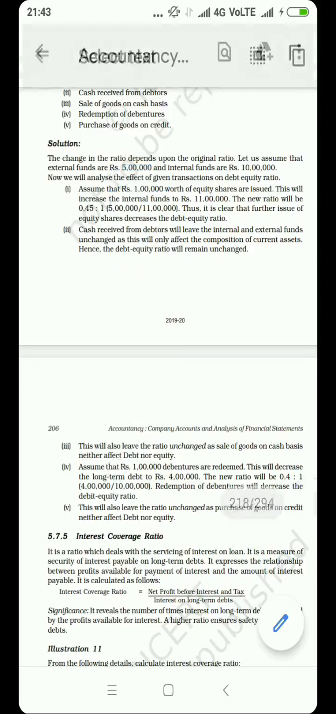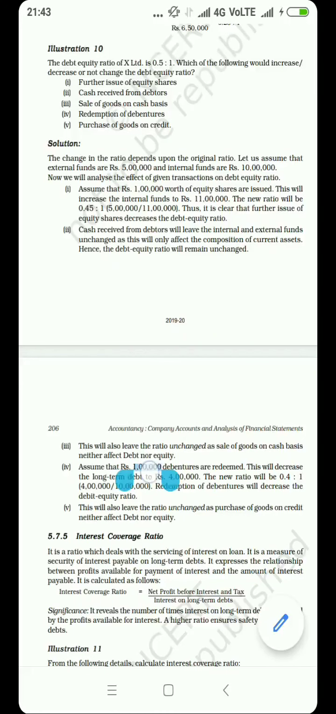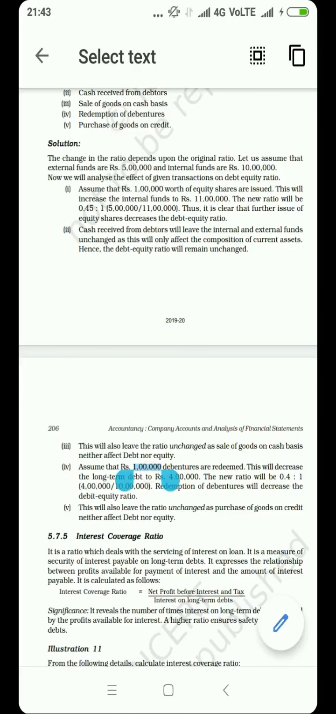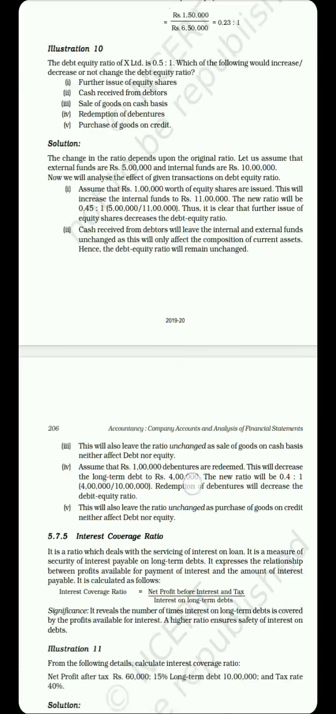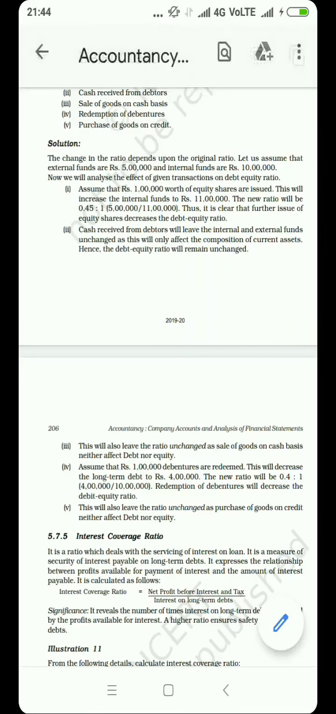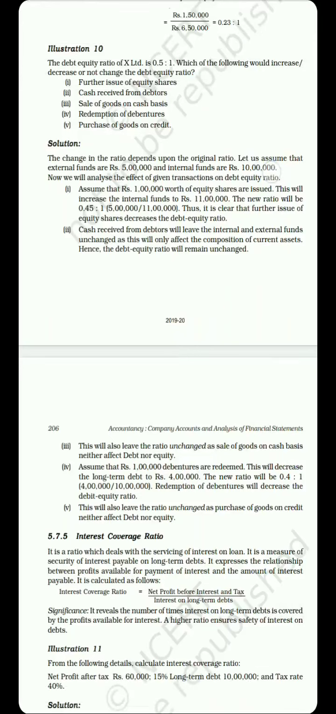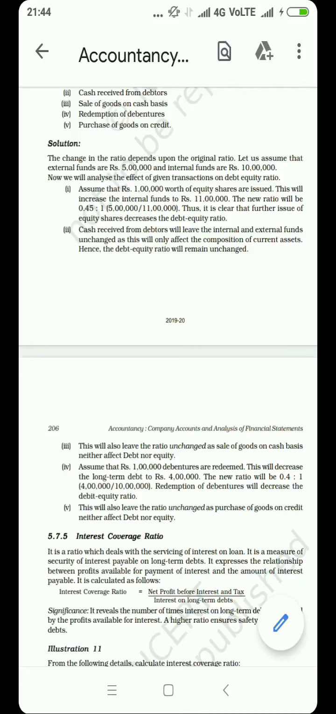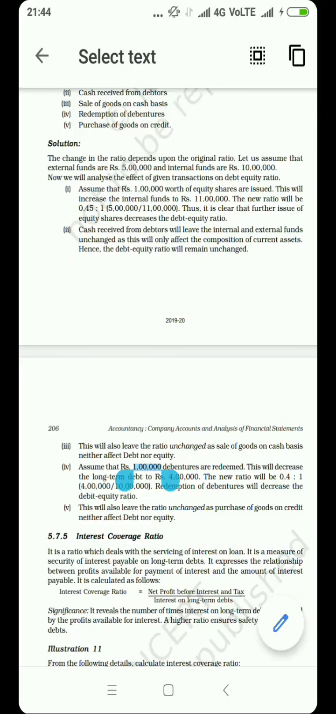They have assumed that 1 lakh rupees worth debentures are getting repaid. So 5 lakhs minus 1 lakh, 4 lakhs divided by 10 lakhs equity. The answer is 0.4. So the ratio is decreasing. Those who are good enough need not assume anything. Directly you can write reduce.